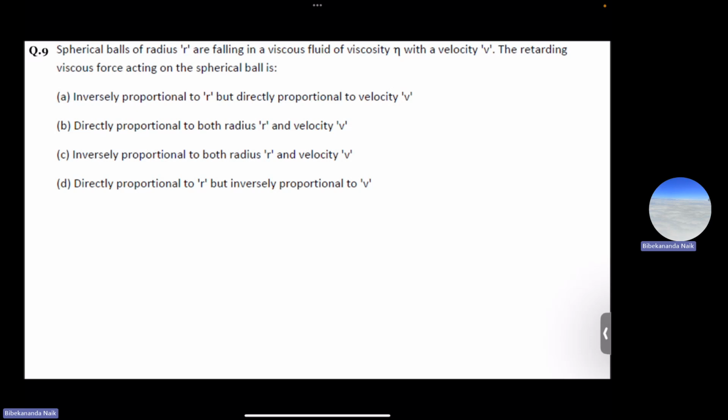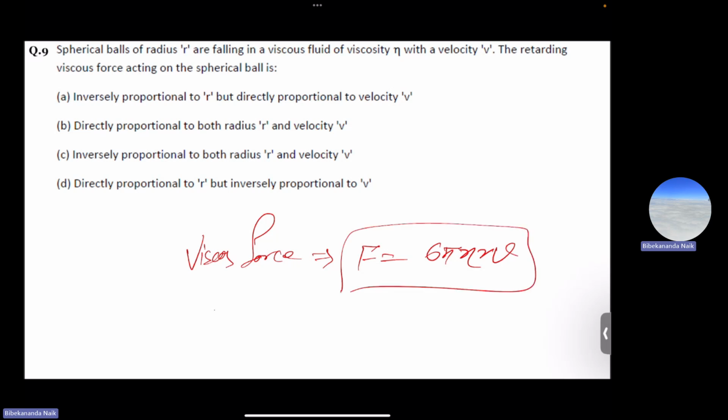So we know the viscous drag force F is given by 6 pi eta r v. So F is directly proportional to r, directly proportional to eta, and directly proportional to v. So it is directly proportional to both the radius and velocity of the spherical ball. So this was a bit straightforward.